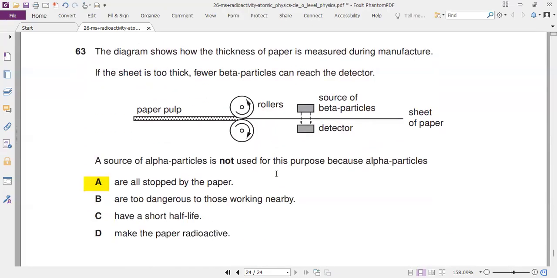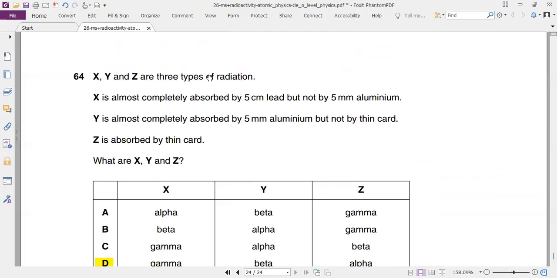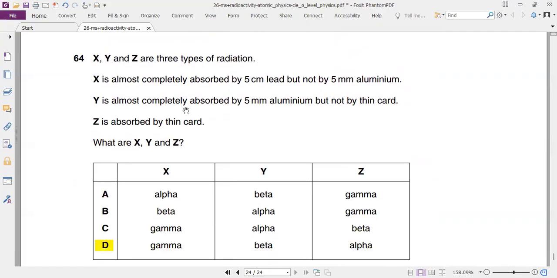So we have thickness. If the sheet is too thick, a source of alpha particles is not used because all alpha particles will be stopped by the paper. You have a source here, paper here, nothing will reach here. That's why we don't use alpha particles. X, Y, and Z are radiations. So read through the details, and we should know that X is gamma, Y is beta, and Z is alpha.